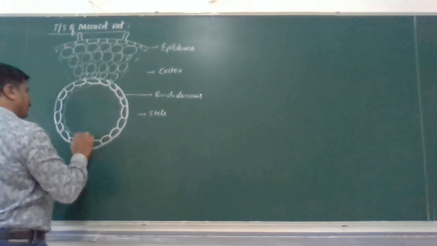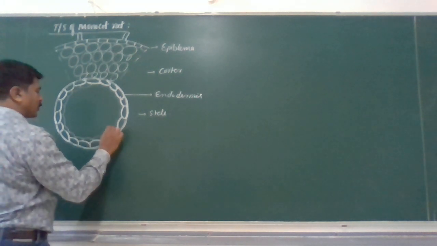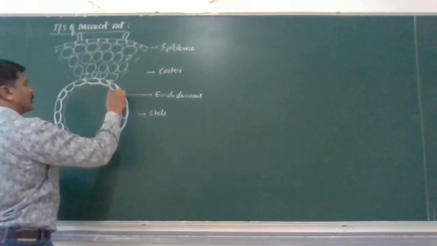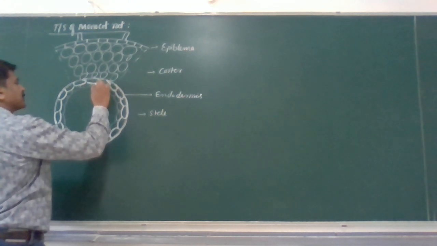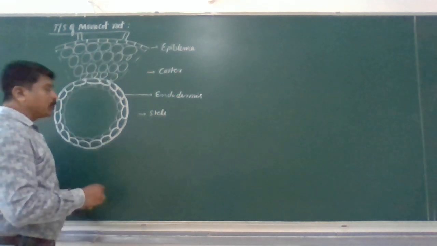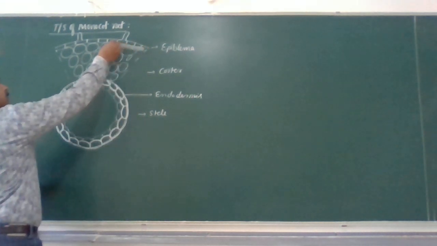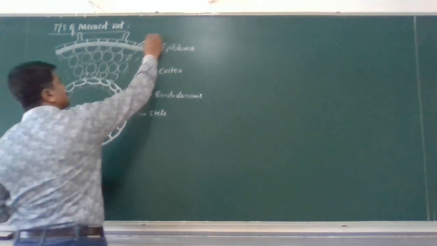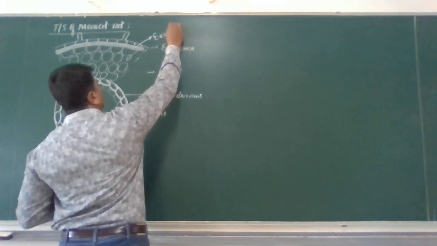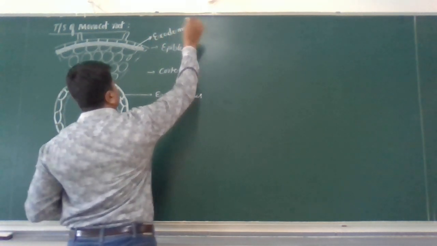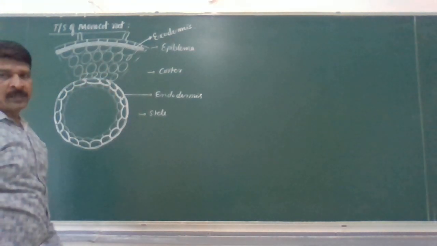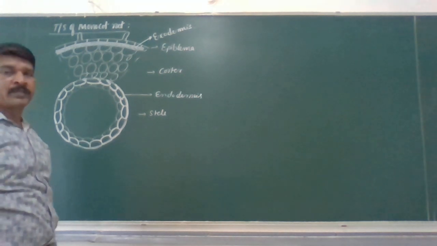Here, in the cortex, I give one difference. In the old monocot root, when the epiblemma dies, the outermost cortical cells become thick walled. Such a layer of cells is called exodermis. It always protects the underlying tissues. This is commonly seen in the old monocot root. That you should keep in mind.